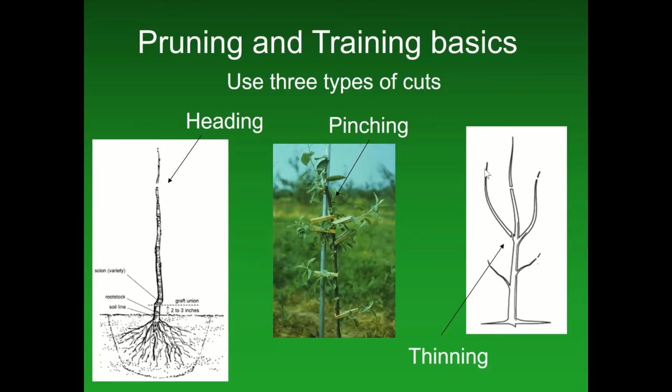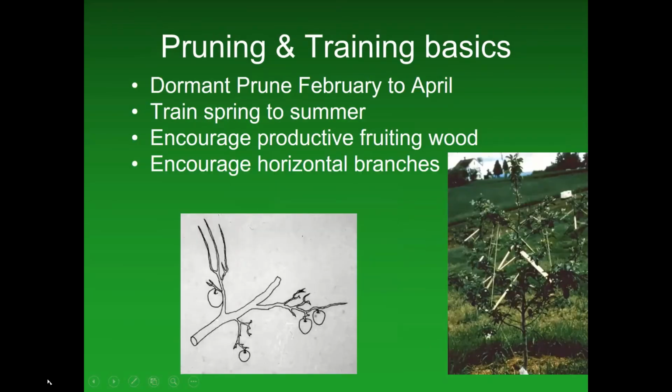The nice thing about that cut is that it doesn't result in so much growth, so much lateral bud break right around that cut. It's a much friendlier cut from the perspective of just not having so many things there. So pruning, again, dormant prune February to April.